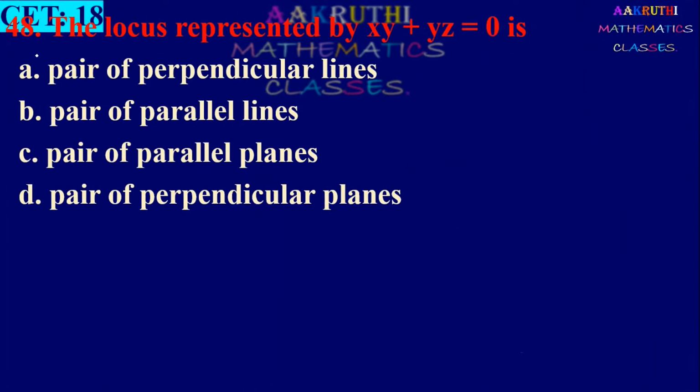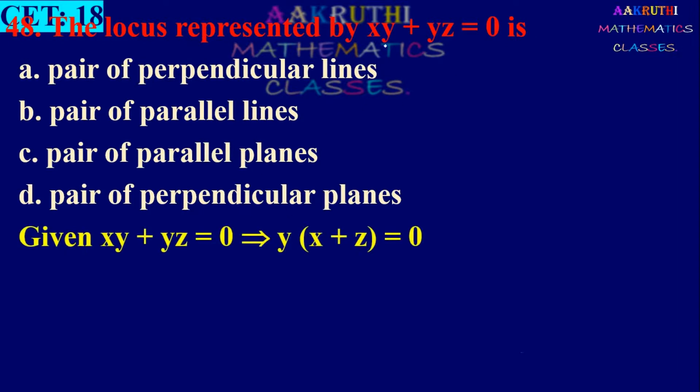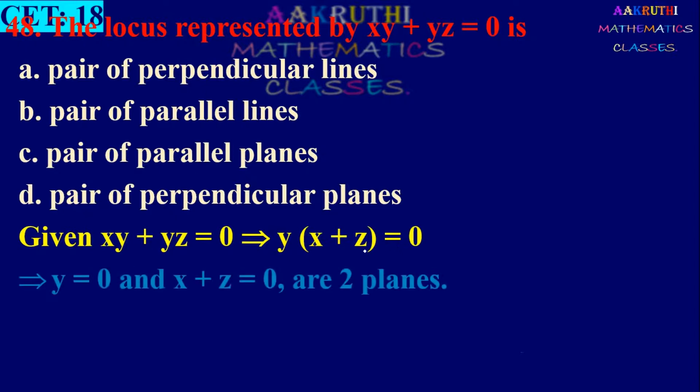Next it is question number 48 and it is from CET 2018. The locus represented by xy plus yz equal to 0 is a pair of perpendicular lines, or parallel lines, or parallel planes, or perpendicular planes. Now here it is given xy plus yz equal to 0 where y is common, and we can write it as y into (x plus z) equal to 0. Therefore we can write y equal to 0 or x plus z equal to 0, which are two planes.